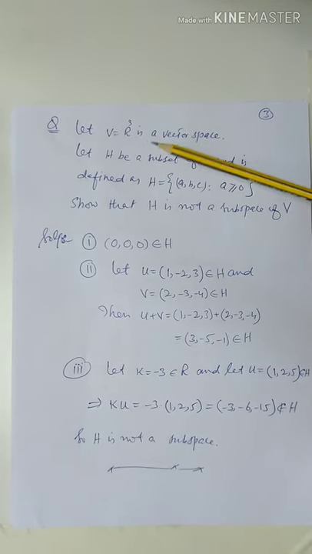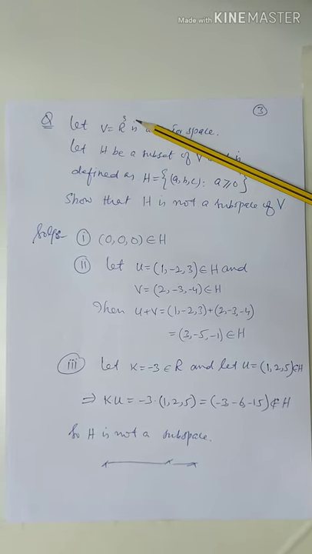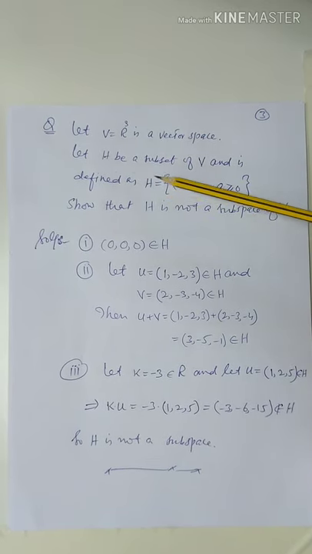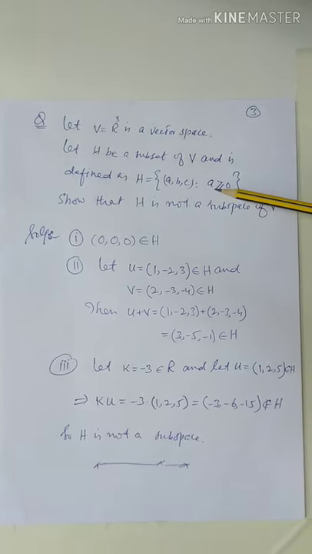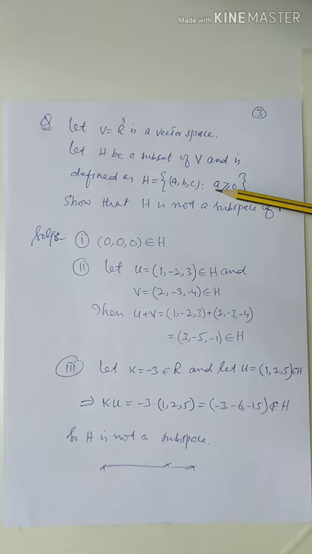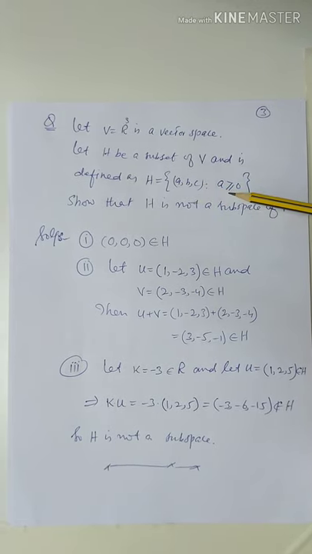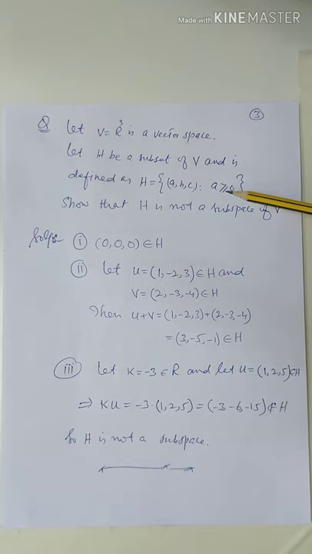Now the next example is, let V be equal to R cube, a vector space. Again, we took an example from R cube. We can take examples from R square, R4, any example. And let H be a subset of V defined as H equal to ABC such that A is greater than or equal to 0. Now here you can see in the previous example there was a condition, A equal to B equal to C. Now in this example, the only condition is A must be greater than or equal to 0. It means the first element must be positive, so it must be greater than or equal to 0.